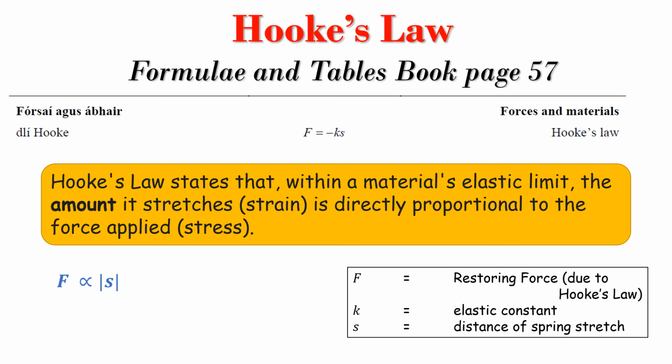So if F is proportional to the absolute value of S, we can say that F is equal to some constant times this absolute value of S. So in this case, we're saying it is called the elastic constant K. So this is a great way when we're working with anything proportional that we change that idea of proportional into an equation, and something we see a lot with differential equations.